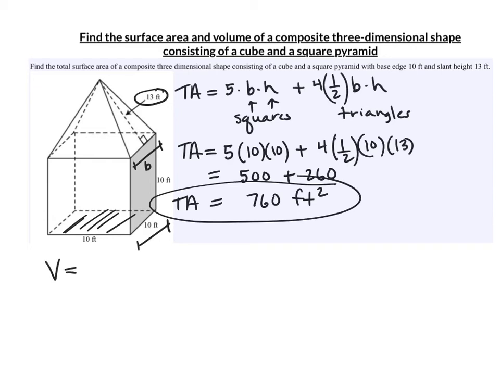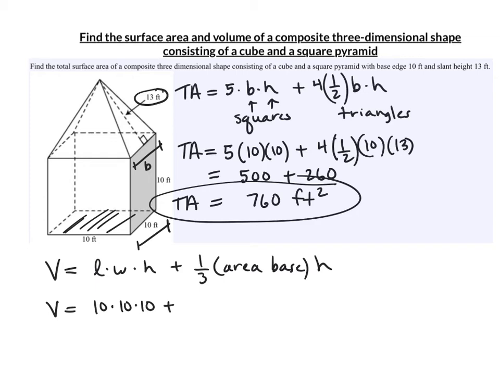The volume is length times width times height for the cube, plus the volume of a pyramid is 1/3 the area of the base times the height of the pyramid. So that would be length times width times height for a cube. It's just 10 times 10 times 10. Plus 1/3 the area of the base of the pyramid is that square up there, and that's just 10 times 10 times the height of the pyramid.